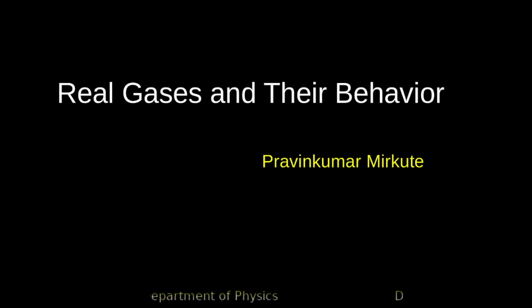Today we are going to learn about real gases and their behavior. The state of a gas is represented by its volume V, pressure P and temperature T. These three quantities are not independent of each other. If any two of these are fixed, the third one automatically becomes fixed.